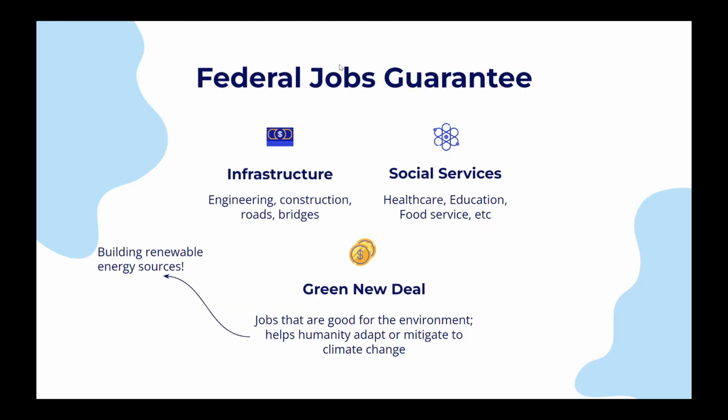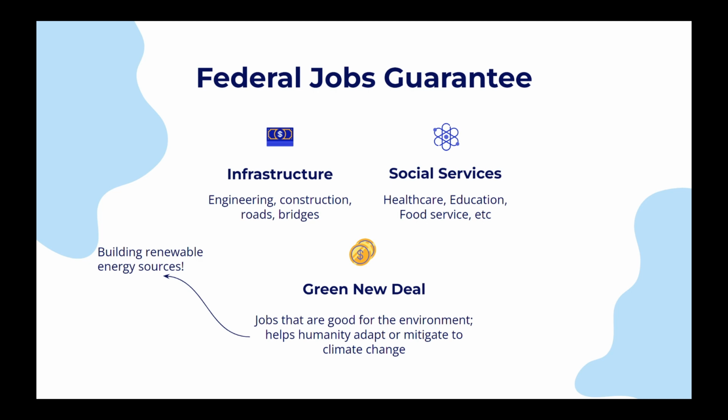So here are different jobs that apply under a federal jobs guarantee. The first is infrastructure, or stuff that involves engineering, construction, roads, bridges, grids, and other stuff, like public infrastructure, public buildings, public utilities. There's also social services, or working in healthcare, education, food service, taking care of the elderly, etc.